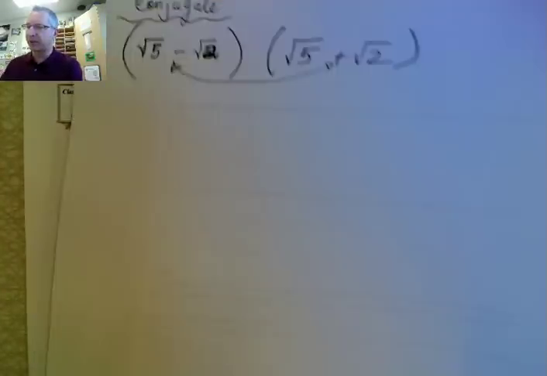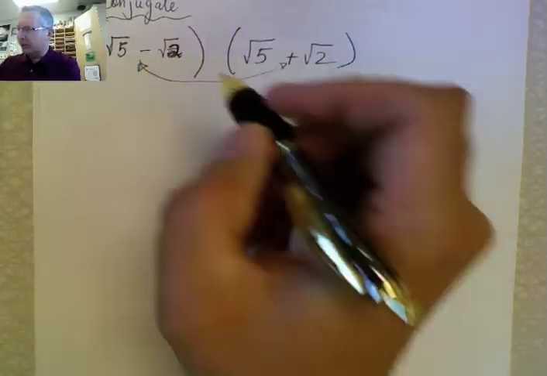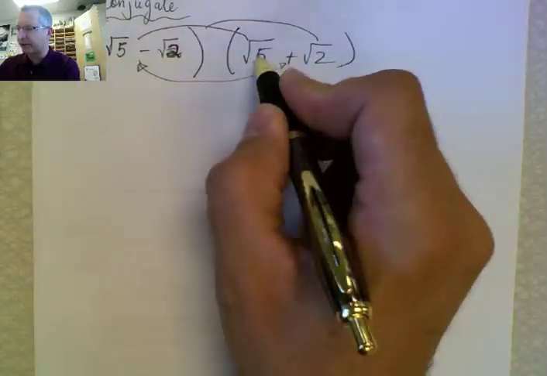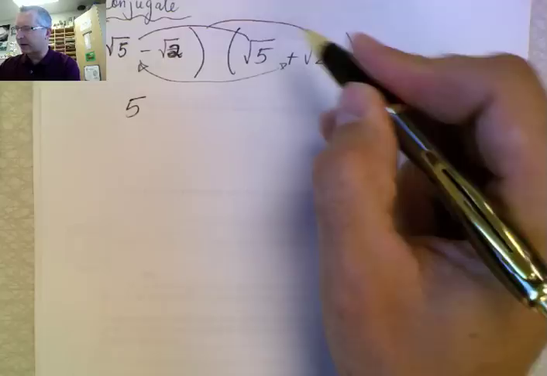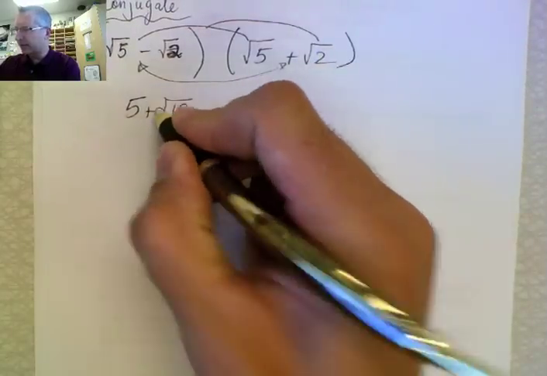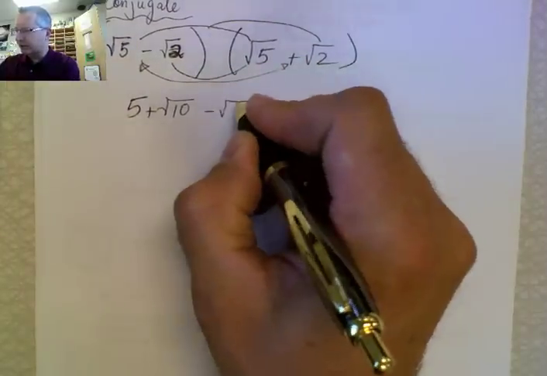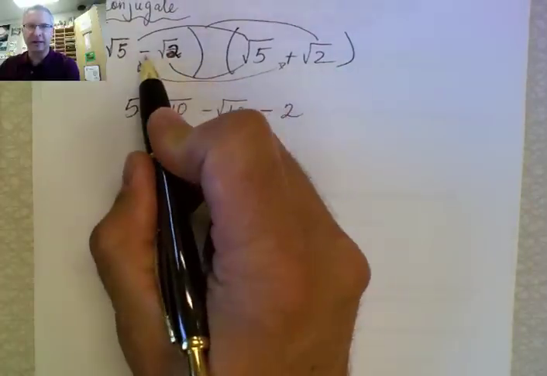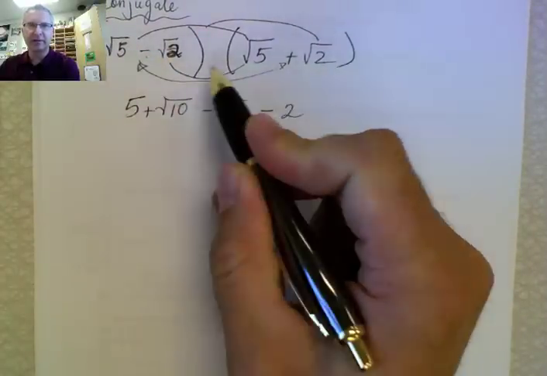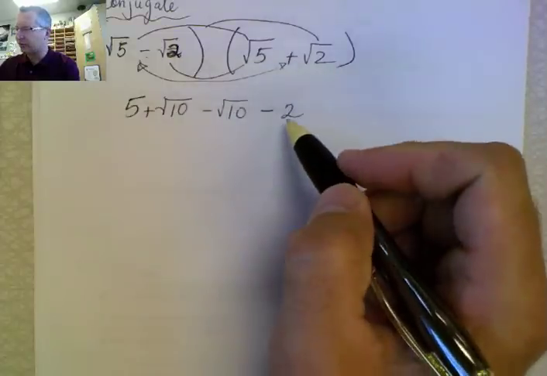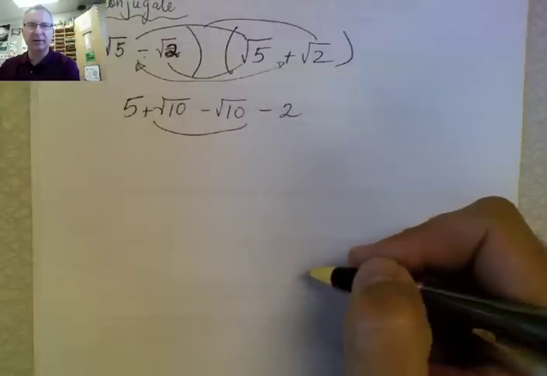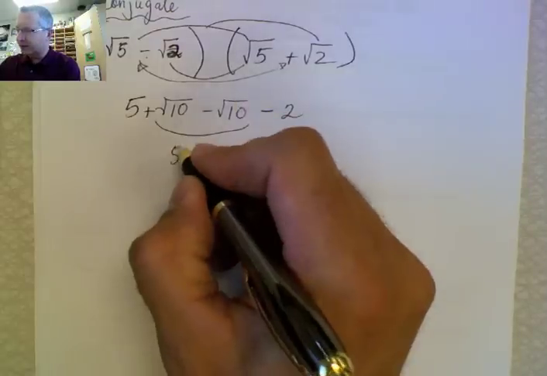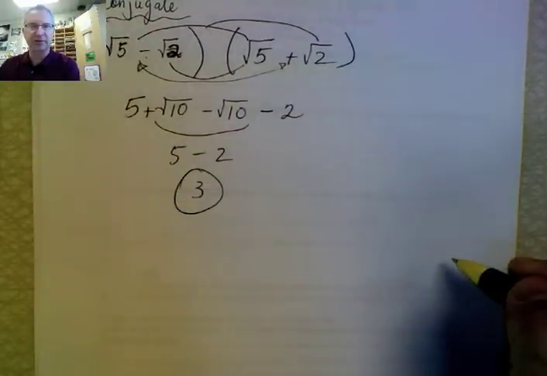But when you're multiplying by binomials, we have to distribute. We have to go root 5 times root 5 and root 5 times root 2. So if I do that, root 5 times root 5 is 5. Root 5 times root 2 is root 10. Negative root 2 times root 5 is negative root 10, and negative root 2 times positive root 2 is negative 2, because a negative times a positive is a negative, and root 2 times root 2 is just 2. Now if you look at these middle terms, they're radicals, but one's positive and one's negative, and they're exactly the same. So they cancel out. So I'm left with 5 minus 2, which is actually 3.